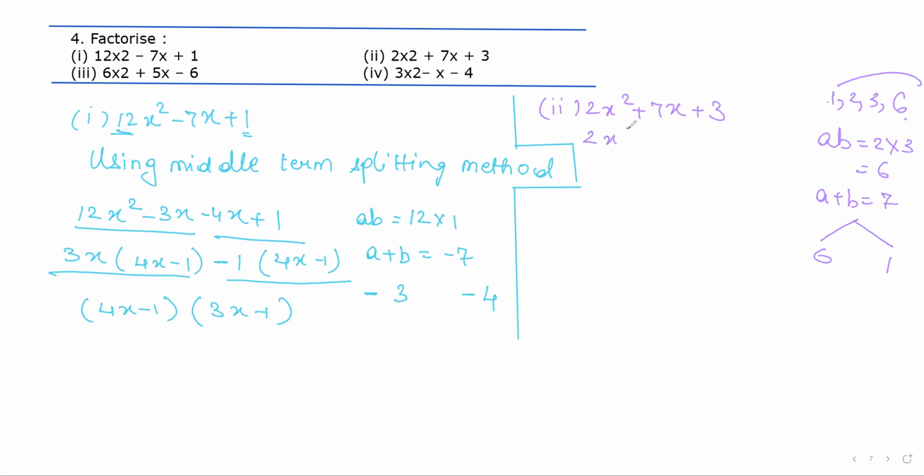This is 2x squared plus 6x plus x plus 3. Among the first two terms, 2x is common, leaving x plus 3. Among the last two, 1 is common, leaving x plus 3. So x plus 3 is common in both terms, and you're left with 2x plus 1.